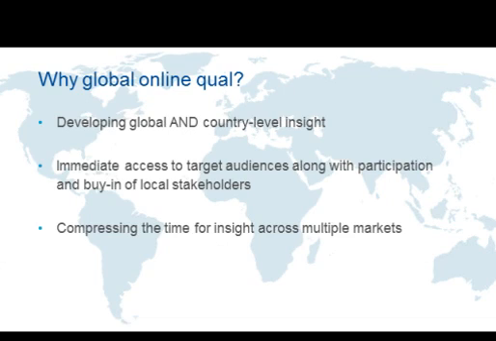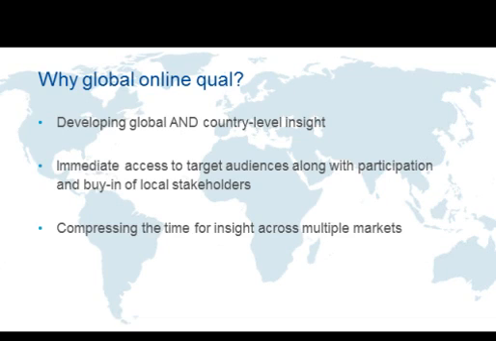And there were some specific things that they wanted to do too. They wanted to have a global understanding, and they wanted to be able to dig into country level understanding of these various things. And we were able to help them have immediate access to their target audience, as well as have the participation and the buy-in of the internal company stakeholders. And we thought that an online approach would work well for that. And ultimately, from the perspective of the time frame, we really felt like this was the quickest way we could compress the time for insight across multiple markets, again, across the 10 various markets they were interested in.